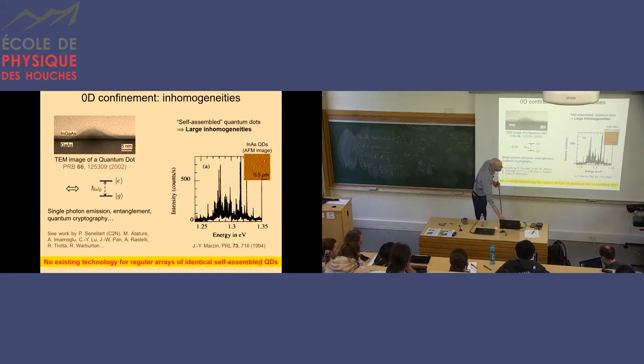So this is absolutely not convenient if you want to realize a regular array of two-level systems in an array of cavities. And actually, so far, there is no existing technology to realize such regular arrays of self-assembled quantum dots. And it is actually an axis of research. So it's more like material science, but many people are trying to work on that and find some ways to grow quantum dots in a more reliable fashion.